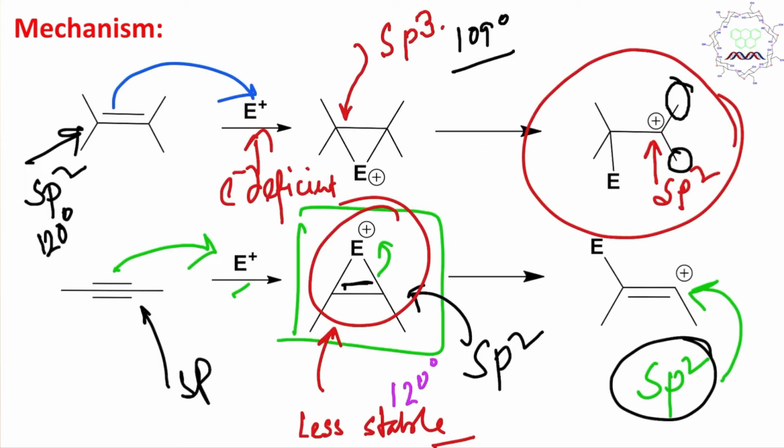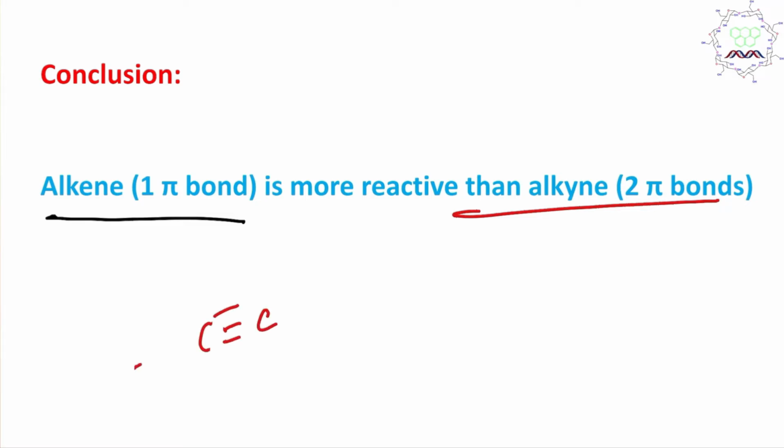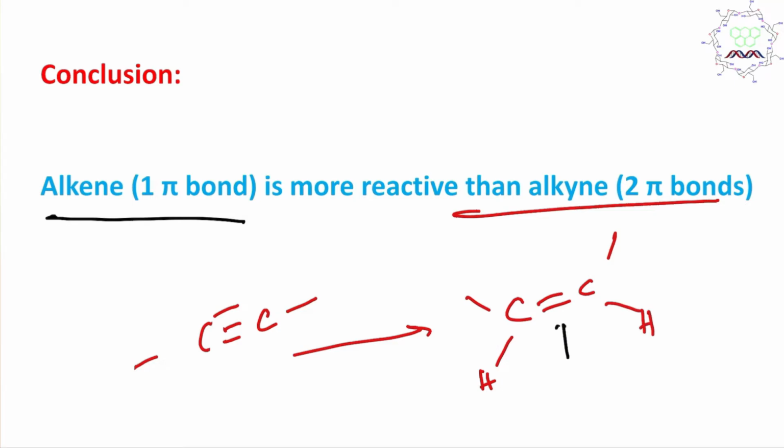So from this understanding we can say that alkene, meaning one pi bond, is more reactive compared to alkyne, which has 2 pi bonds. Now, by the way, one question may come: sir, in one reaction we have seen the Lindlar catalyst, where the alkyne could be converted into alkene using some catalyst. If the alkene is more reactive, then how could this intermediate be isolated?